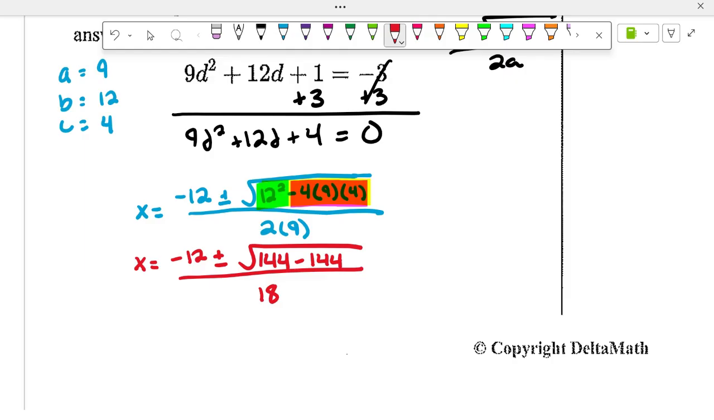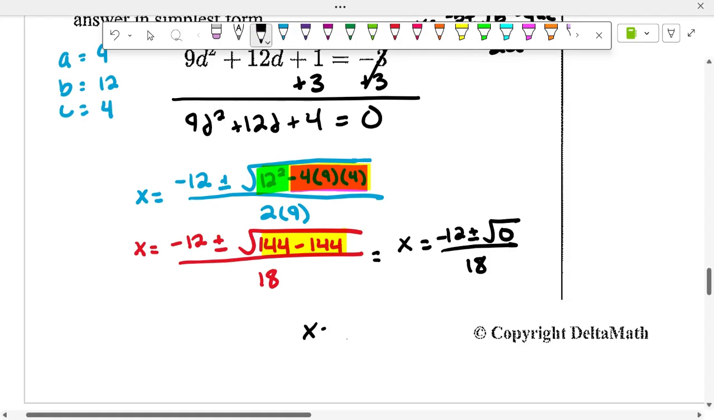Now, I'm still in simplifying the radical land. So I do the addition and subtraction that ends up under the radical. What's 144 minus 144? 0. So I got x is equal to negative 12 plus or minus the square root of 0, all over 18. What's the square root of 0? 0. So x is equal to negative 12 plus or minus 0 over 18.